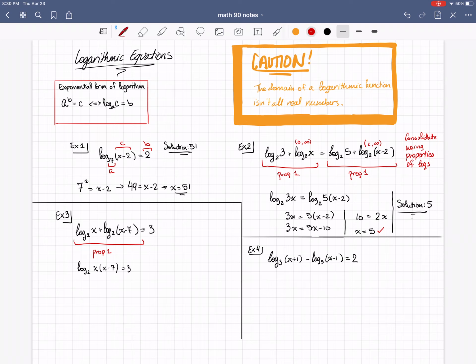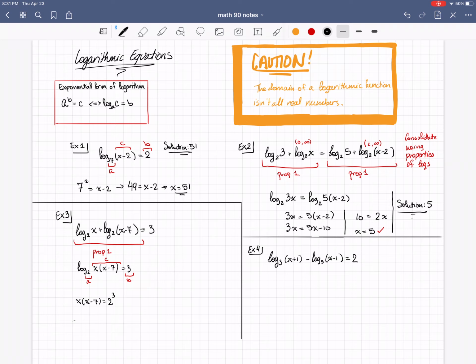So I'm going to do it one more time. Here, a is 2. X times x minus 7 is my c. And 3 is my b. In exponential form, we have a to the power b is equal to c. So c is by itself on one side. A to the power b is on the other.